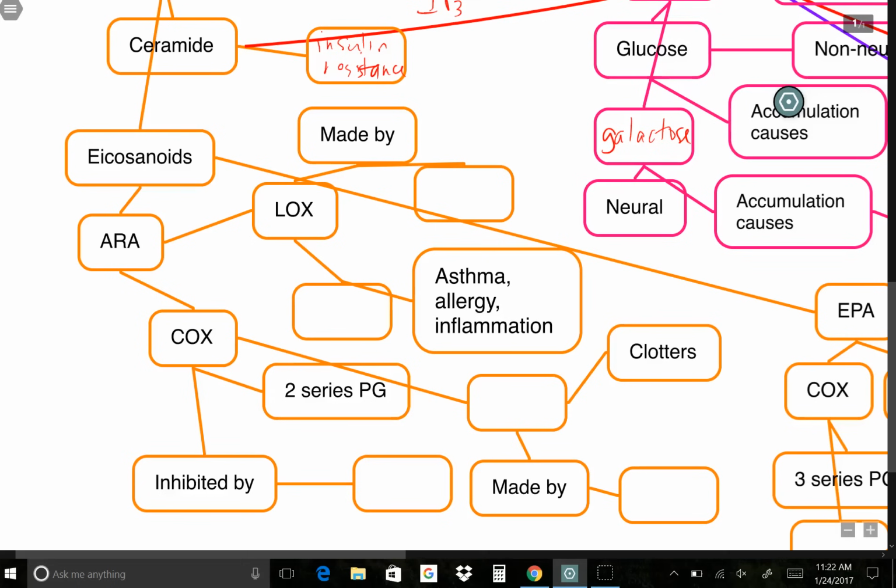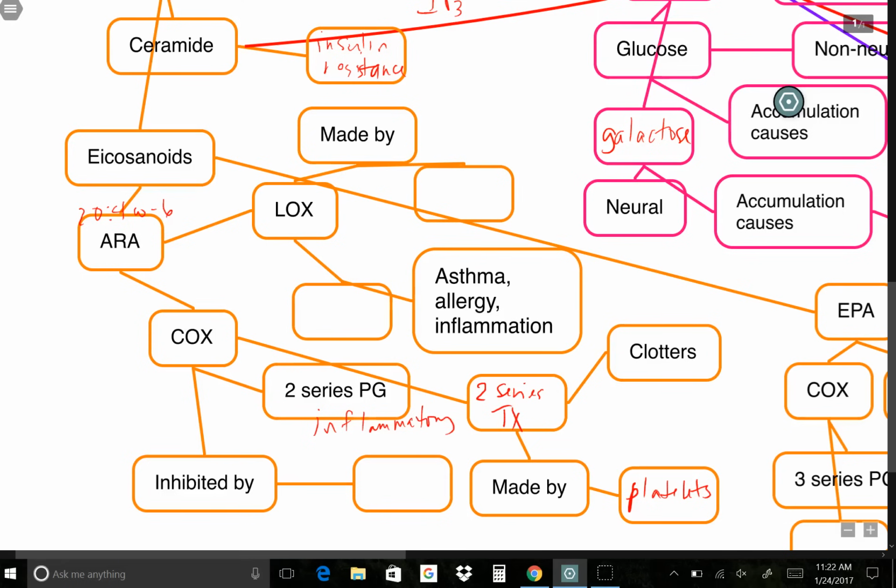If we start off with arachidonic acid's 20 carbons, 4 double bonds, that was your omega-6. It can either go through the COX or the LOX pathway. If it goes through the COX pathway, then we're going to synthesize our 2-series prostaglandins, and we'll also synthesize our 2-series thromboxanes, which are made by our platelets. And the 2-series thromboxanes in particular are important for clotting. The 2-series prostaglandins are really inflammatory also.